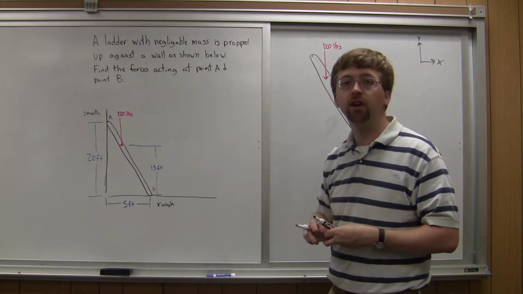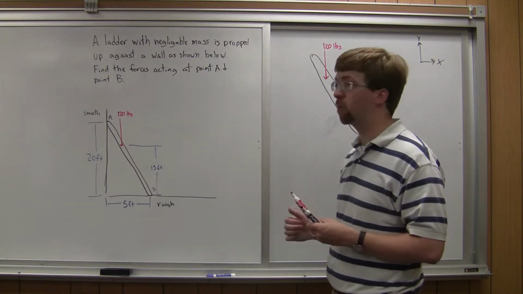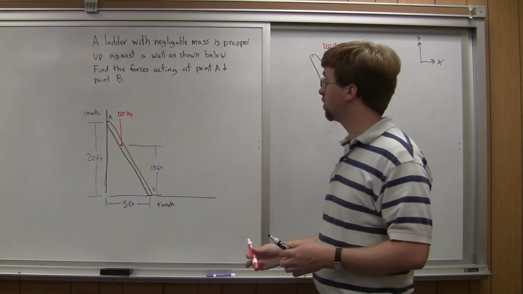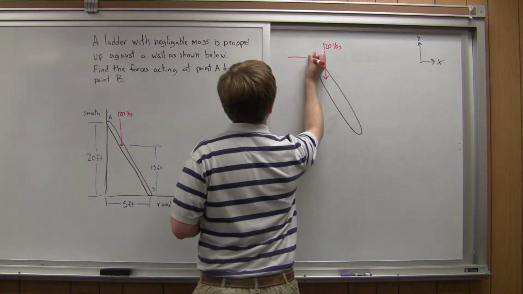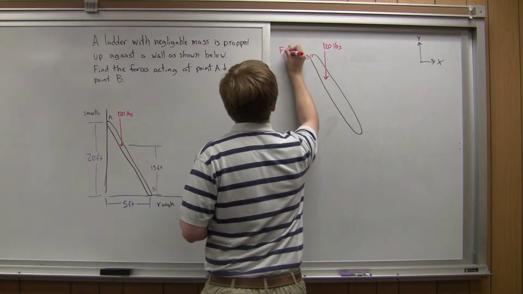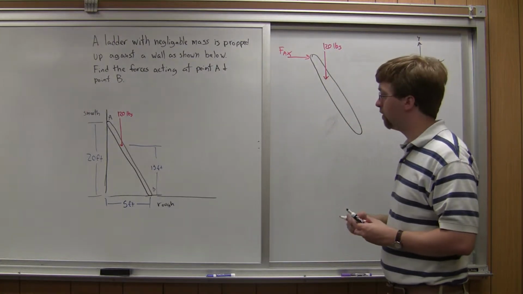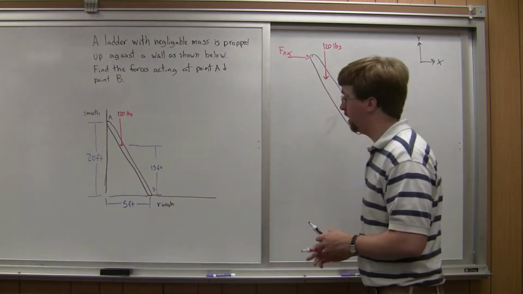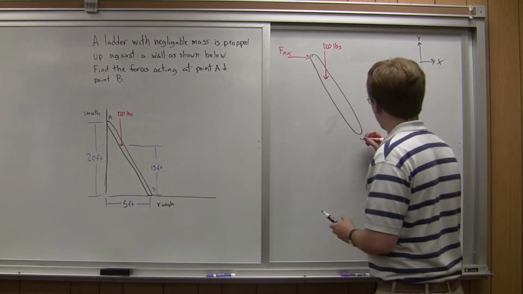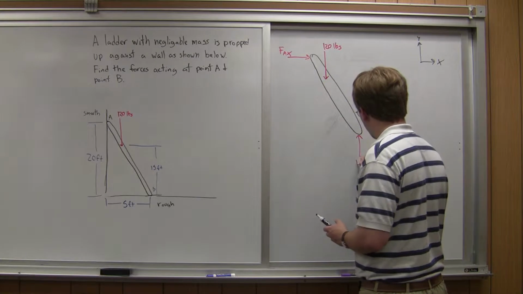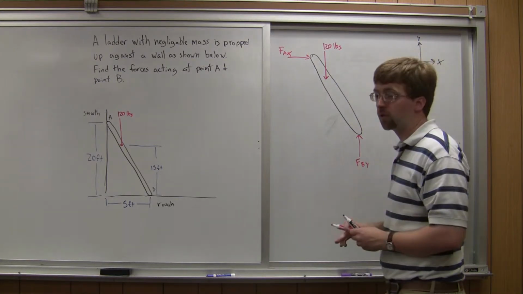So in addition to the 120-pound weight force, we have a normal force acting at A. And the normal force is going to be perpendicular to the surface. So it's going to be going out like this. And we're going to call this one FAX. I know I've got a normal force down at the bottom at B. And this normal force is also perpendicular to the surface. It's going to be going up. So I've got FBY, because this is going in the vertical direction.